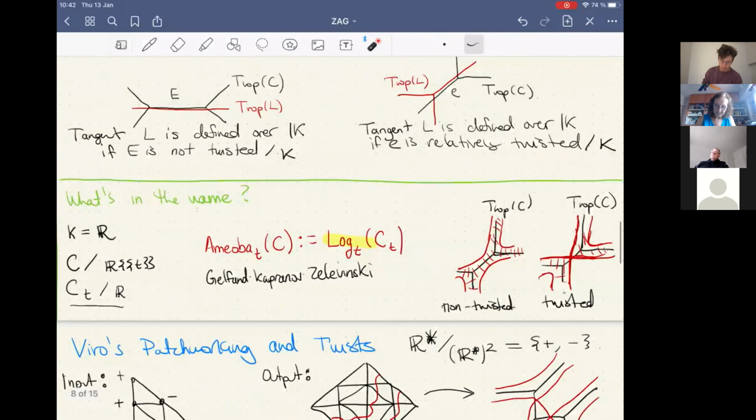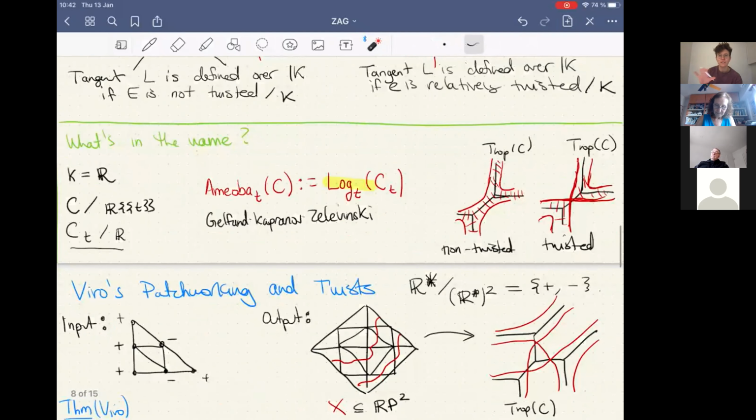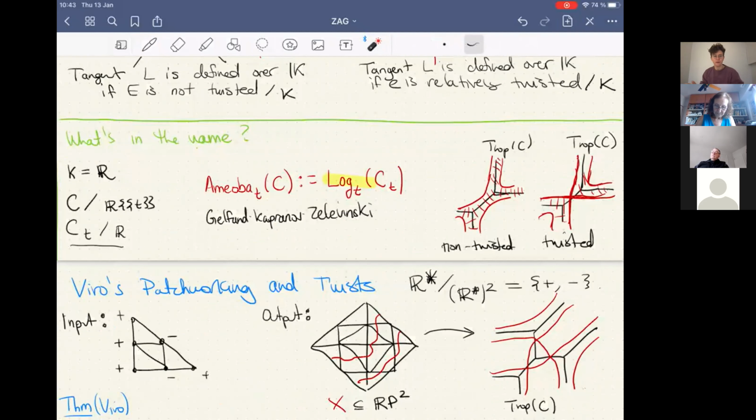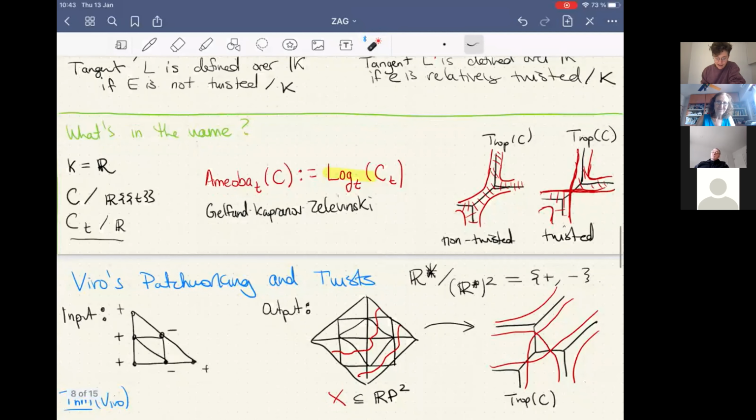And well, kind of a precursor to this twisting in amoebas is a method introduced by Viro, who's here, called Viro's patchworking. This is a method that from data of a tropical curve and some fixing initial data of some initial coefficients allows you to cook up real algebraic curves with prescribed topology.